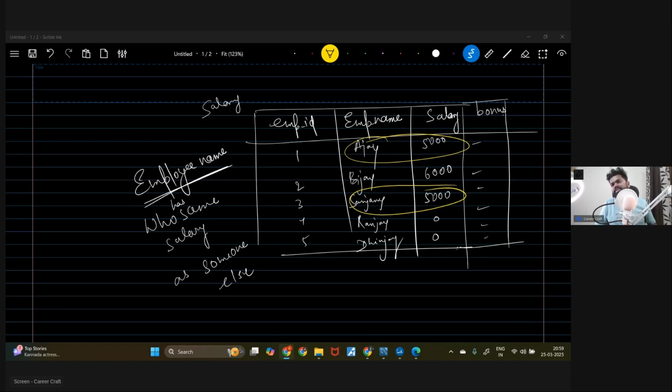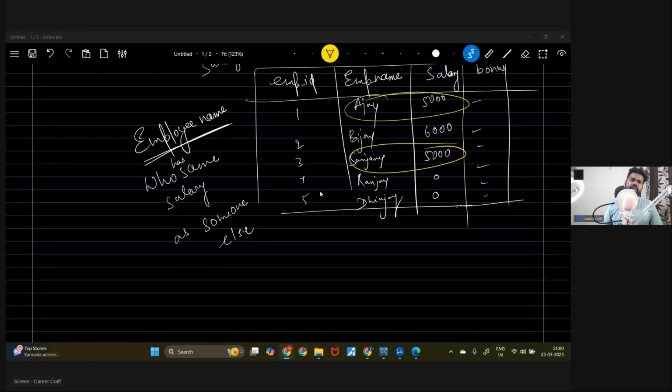Select X dot employee name as your salary. Left join. Santanu, no need to do this much. It's easy. Trying but not getting the correct one. Okay, guys, it's easy. Now think it carefully, guys. We have Ajay 5,000, Vijay 6,000, and Sanjay 5,000.